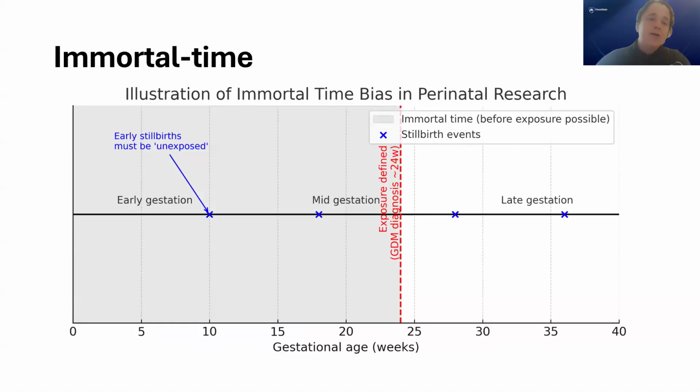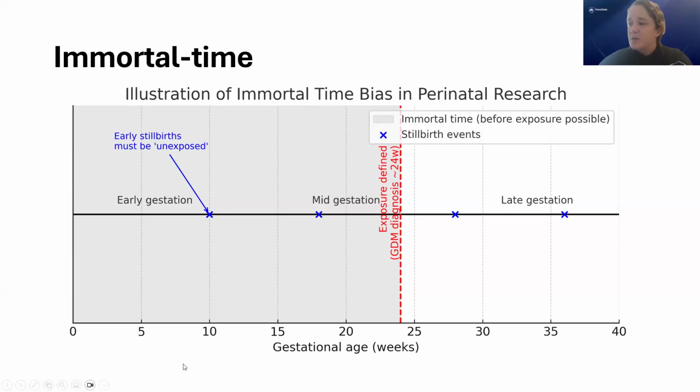And finally, an important bias in perinatal epidemiology, which is a type of misclassification bias, is called immortal time bias. I'm just going to explain this with this figure. I felt like this was the clearest way I could think of to explain it. In this figure, you can see that the x-axis has gestational age in weeks, and the shaded region before the red here is the time before exposure can be defined. In this situation, this is when gestational diabetes is usually tested and diagnosed, around 24 weeks.